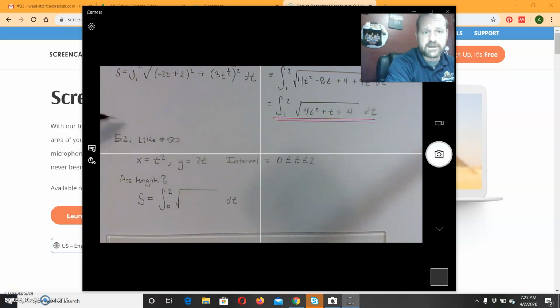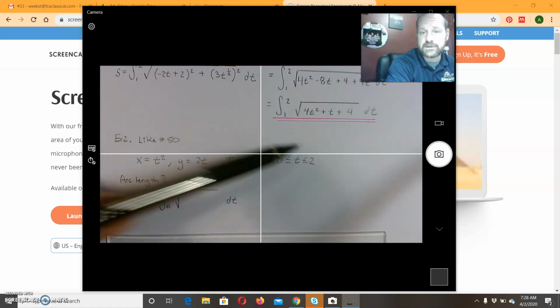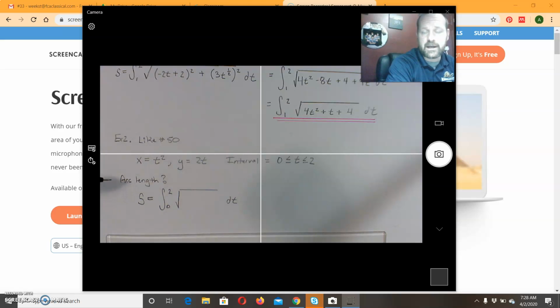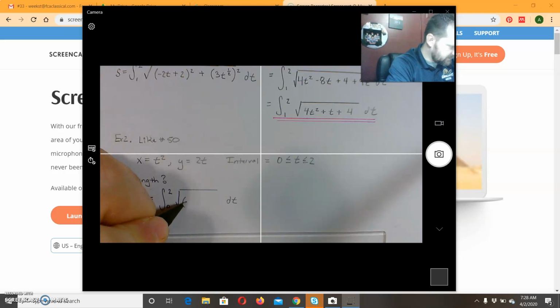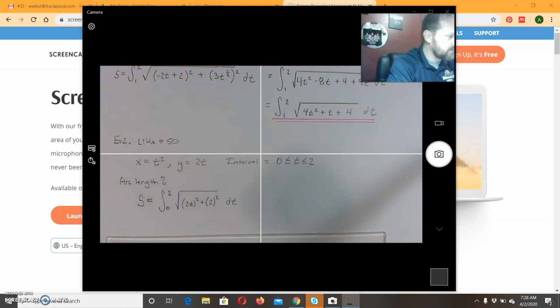Okay, so this is like number 50 in your book. So example number 2, we're given two more parameters, x equals t squared and y equals 2t, over the interval 0 to 2. Alright, and so they ask us again for the arc length, but this time we actually want the value of the arc length. Okay, so using the same formula up above, I want to take the derivative of this, so (2t) squared plus 2 squared.